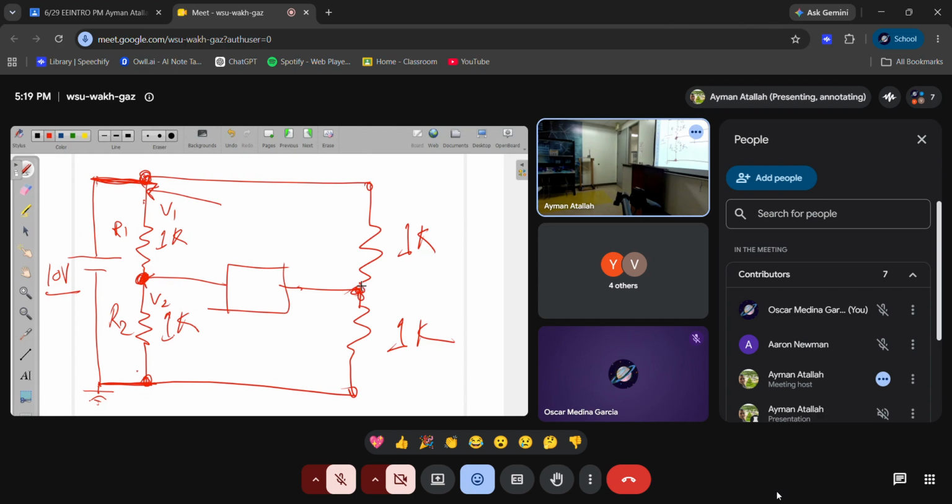The voltage here with respect to ground is 5. The voltage here with respect to ground is 10. So here is 5, and the voltage here with respect to ground is 5. The voltage here with respect to ground is 10. The voltage difference from here to here is 5, from here to here 5. What will be the voltage from this to this? The voltage difference.